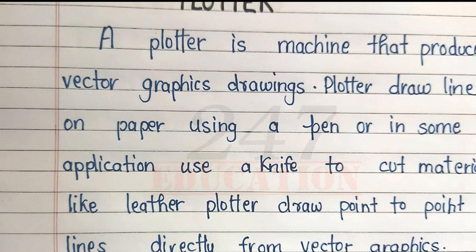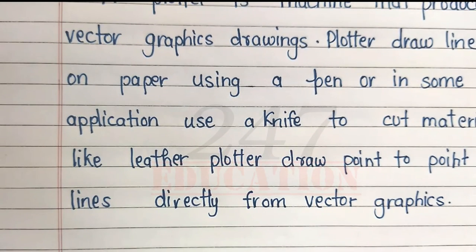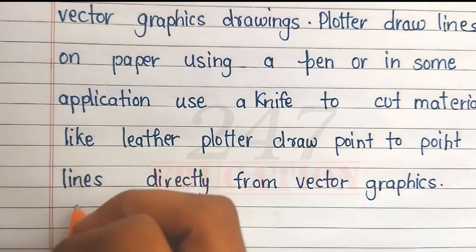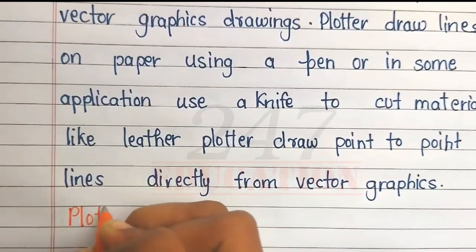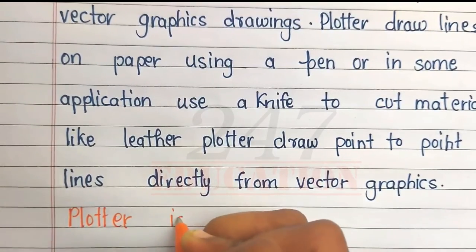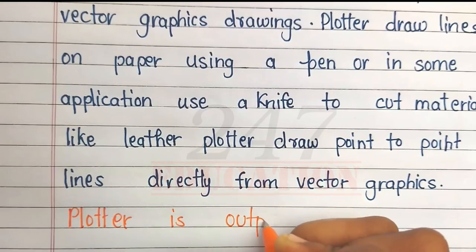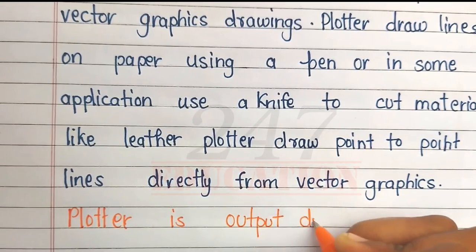A plotter is a machine that produces vector graphics drawings. Plotter draws lines on paper using a pen or in some applications uses a knife to cut material like leather. Plotter draws point-to-point lines directly from vector graphics. Plotter is an output device.